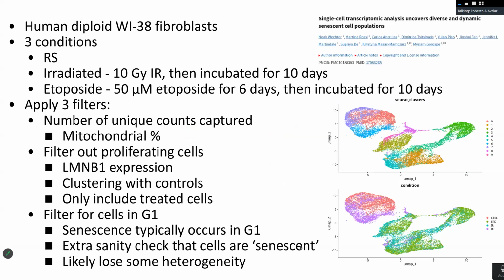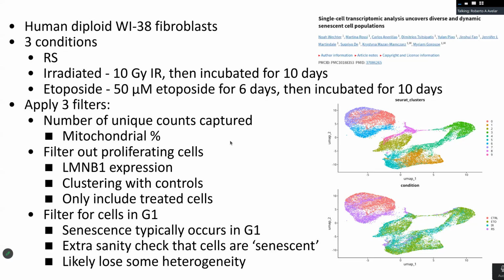The reviewers wanted single cell, so that's why we haven't published yet. This is the latest addition, which is not really in our preprint yet. We took data from this paper, on diverse and dynamic senescent cell populations, which seemed exactly the sort of data we wanted to look at. They took human diploid fibroblasts and induced them into senescence by replicative exhaustion, but also via radiation or etoposide treatment.